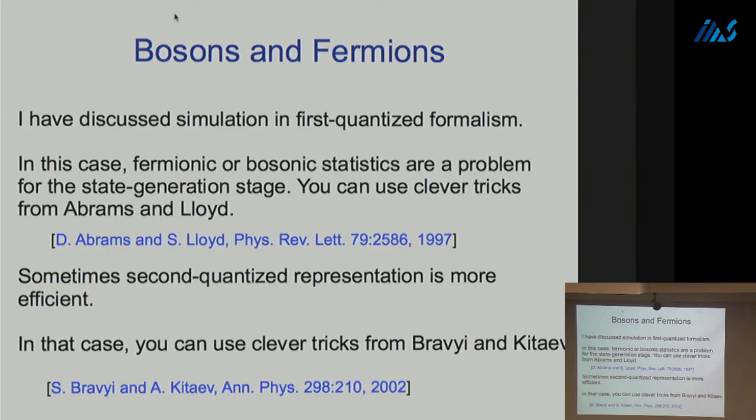Everything I've said so far has been in a first quantized formalism. And if you're simulating using that point of view, then the problem of fermionic and bosonic statistics is ultimately a problem at the state generation stage. If you make your initial state at the beginning symmetric, your Hamiltonian will never take you out of the symmetric subspace. If you make it antisymmetric, your Hamiltonian will never take you out of the antisymmetric subspace.